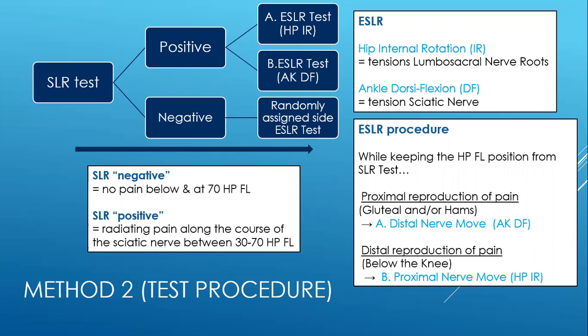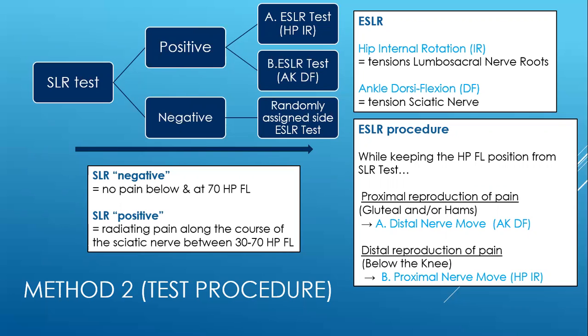The SLR test was negative if there was no pain below or at 70 degrees of hip flexion, and positive if there was radiating pain along the course of the sciatic nerve between 30 and 70 degrees of hip flexion. In the ESLR test, with hip internal rotation you can add tension to the lumbosacral nerve roots, and with ankle dorsiflexion you can add tension to the sciatic nerve.